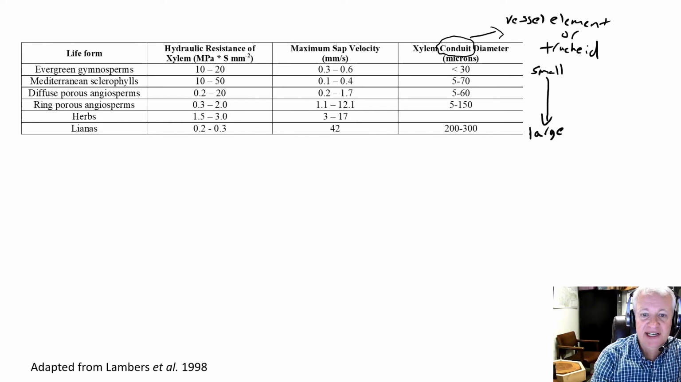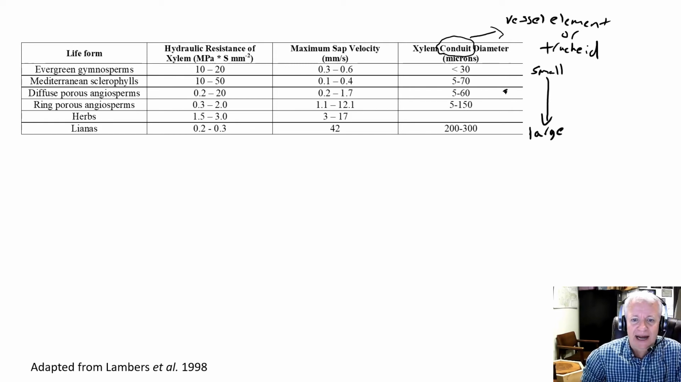So, evergreen gymnosperms just have tracheids, so their pipes are quite small. Diffuse porous angiosperms have a medium number of medium-sized vessels, whereas ring porous angiosperms have a smaller number of very large vessels, and then lianas tend to have enormous vessels.